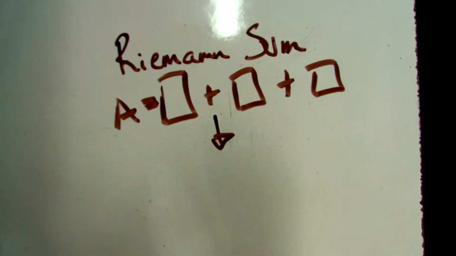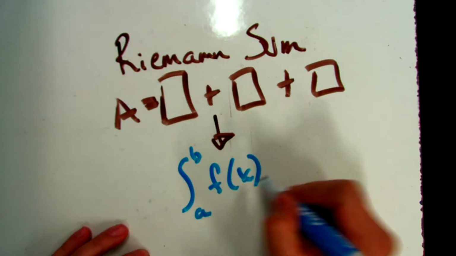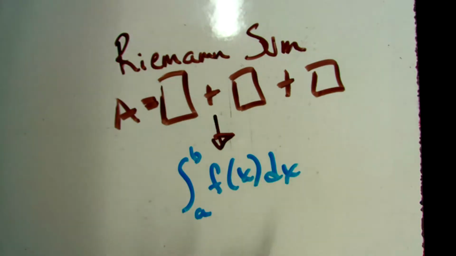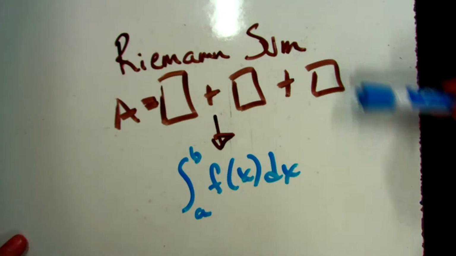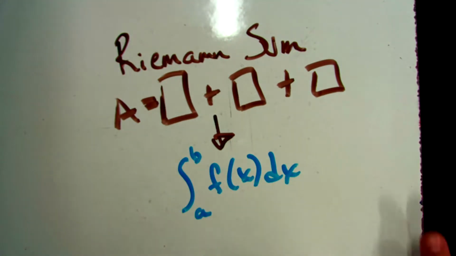The definite integral is the precise value of that area between the curve and the x-axis over some interval from a to b. So I'm going to walk you through how we go from the approximation to the definite integral. And in the process we're going to really define this thing, the definite integral. So let's try this.